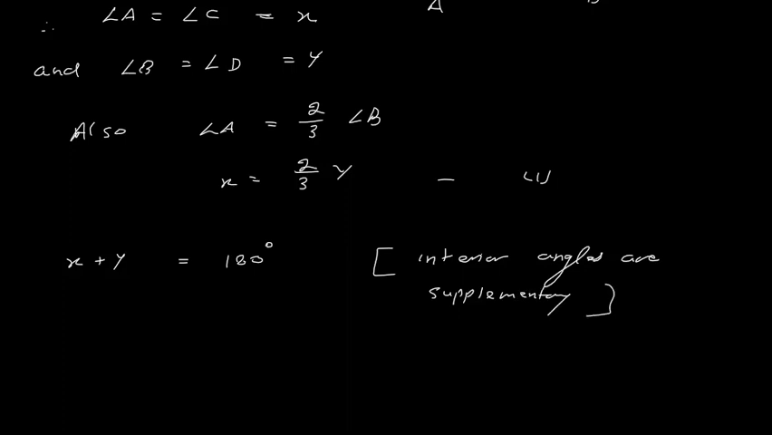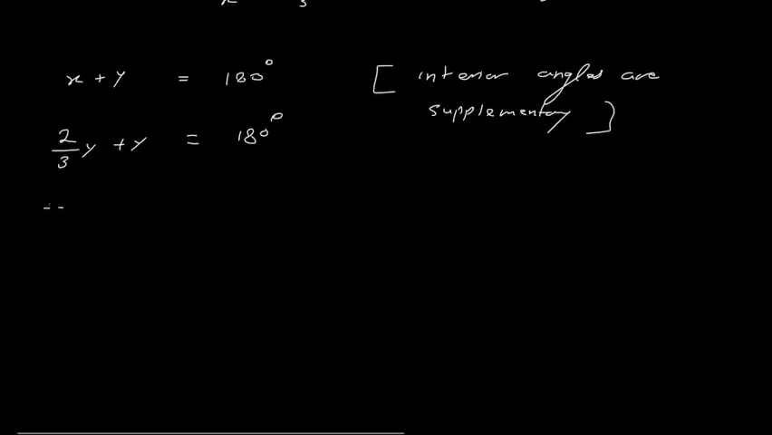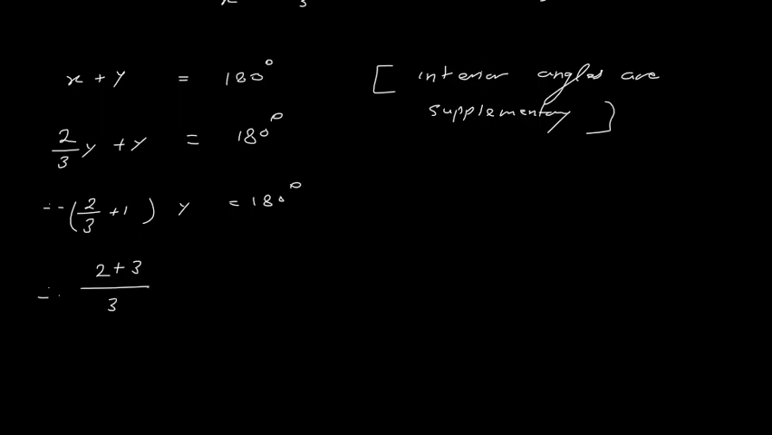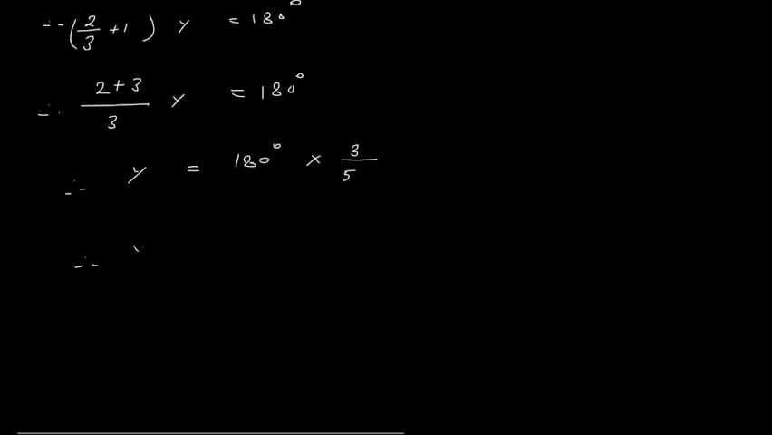So in place of x, I will write 2/3 y plus y is equal to 180 degrees. Taking y common, it is (2/3 plus 1) times y is equal to 180 degrees. Therefore, taking the common denominator, (2 plus 3) divided by 3, times y is equal to 180 degrees. So y is equal to 180 times 3 divided by 5. 5 times 36 is 180, and 36 into 3 is 108 degrees.